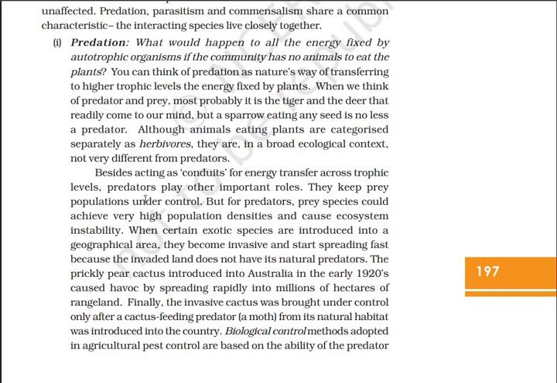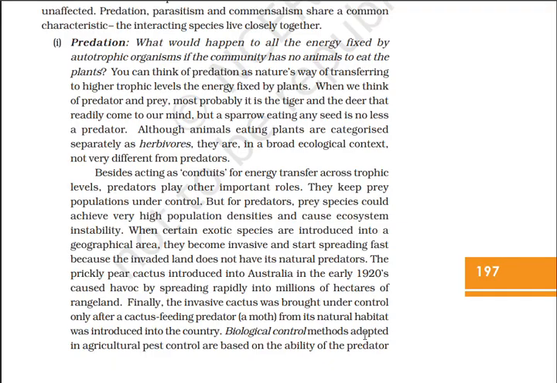They keep prey populations under control. But for predators, prey species could achieve very high population densities and cause ecosystem instability. When certain exotic species are introduced into a geographical area, they become invasive and start spreading fast because the invaded land does not have its natural predators. The prickly pear cactus introduced into Australia in the early 1920s caused havoc by spreading rapidly into millions of acres of rangeland. Finally, the invasive cactus was brought under control only after a cactus-feeding predator, a moth, from its natural habitat was introduced into the country.